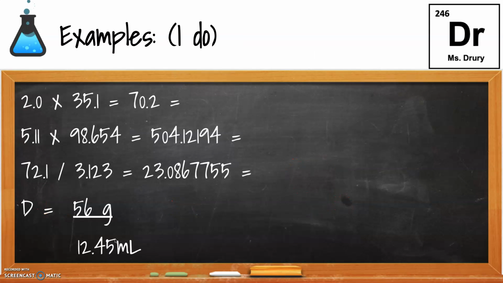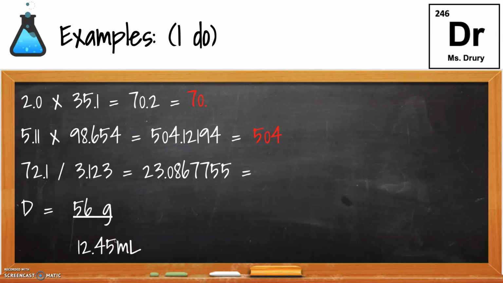So let's do some more examples. 2.0 times 35.1. When I first put it in my calculator, I get 70.2. I'm going to only go to two sig figs, and so I just get the answer 70. If you just write 70 without a decimal, it looks like 1 sig fig. The decimal traps a 0. In the next example, 5.11 times 98.654 is 504.12194. Now that's a lot of numbers. So just reevaluate: the 5.11 only has 3 sig figs, so I should only have 3 sig figs in my answer. I got 504.